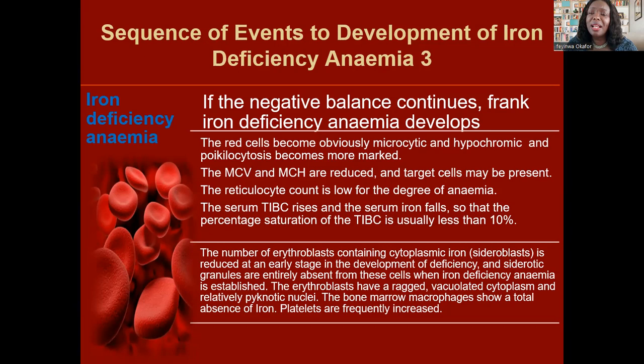And when you look at the red cells in the peripheral blood microscopically, you will see that red cells are microcytic, hypochromic, and also poikilocytes. The mean cell volume is very low, the mean cell hemoglobin is very low, the total iron binding capacity is increased, and transferrin saturation with iron is reduced below 10%. Obviously, ferritin is low, near to zero, and soluble transferrin receptor is increased. Protoporphyrin ring estimation is increased.